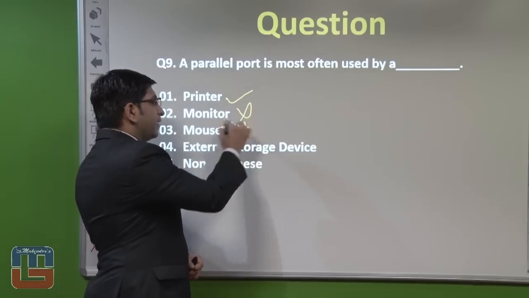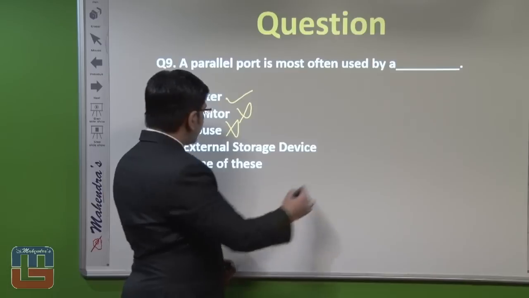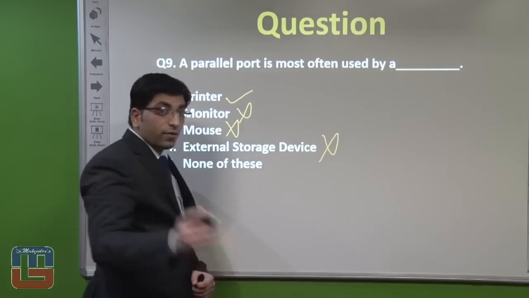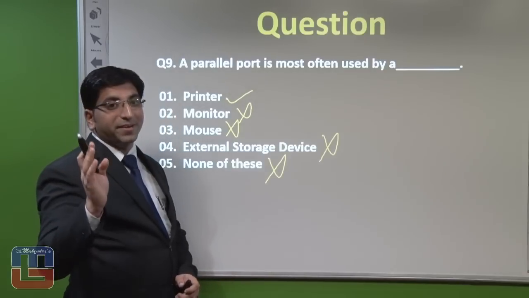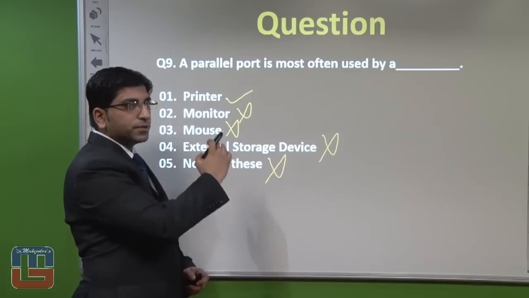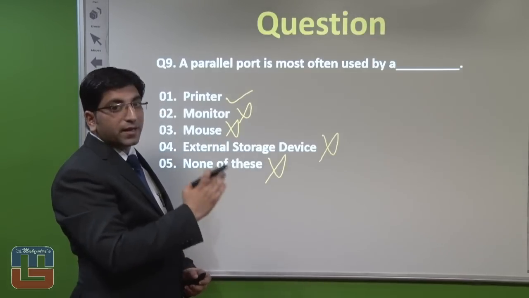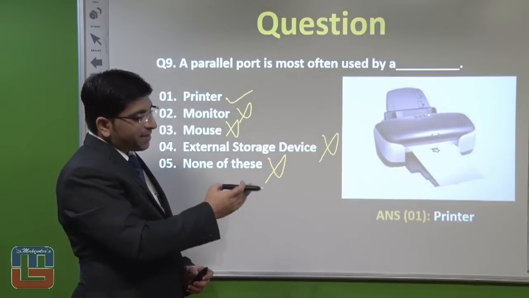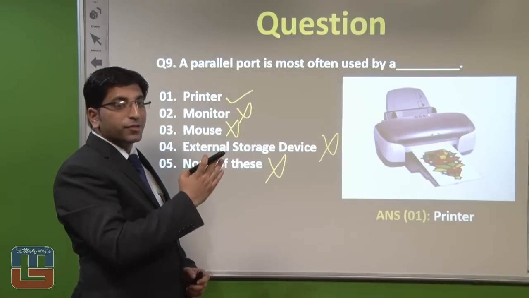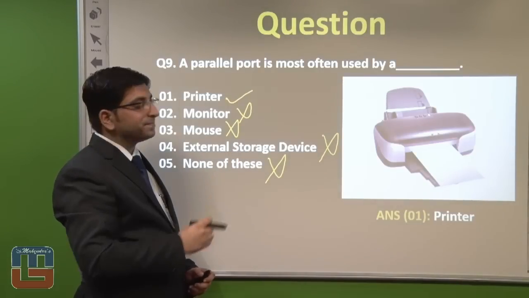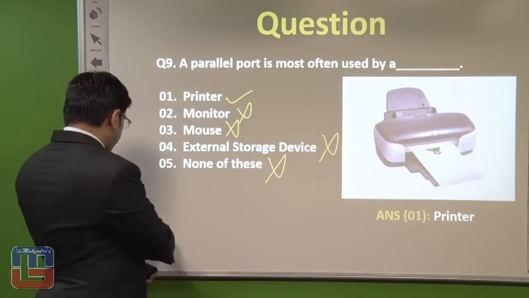So monitor, cancel it out. Mouse, again cancel it out. External storage device is the wrong answer. And none of these will not be the right answer either. Let's check the options. The correct answer here is printer, of course. So here is the printer, which produces some output. Next question.